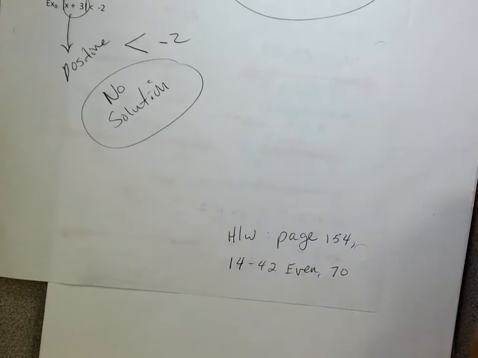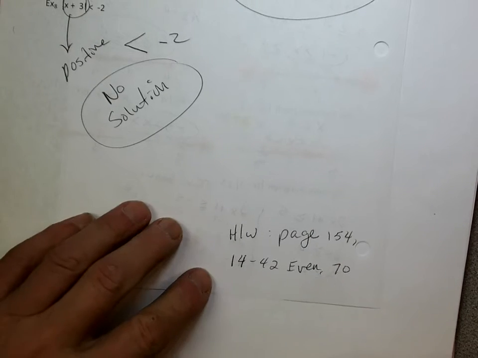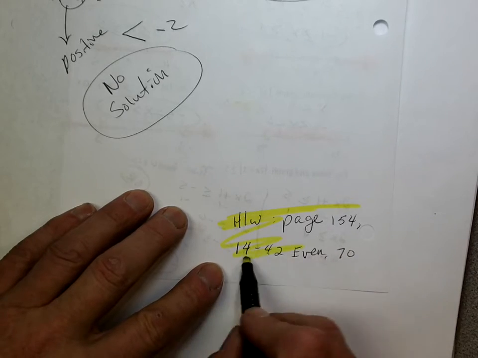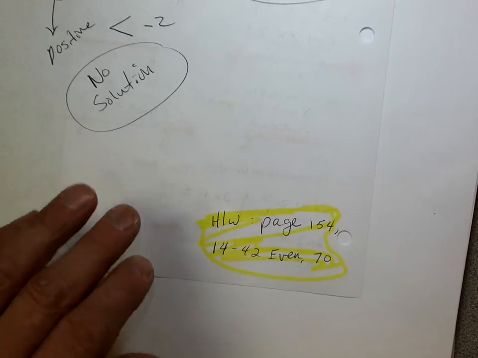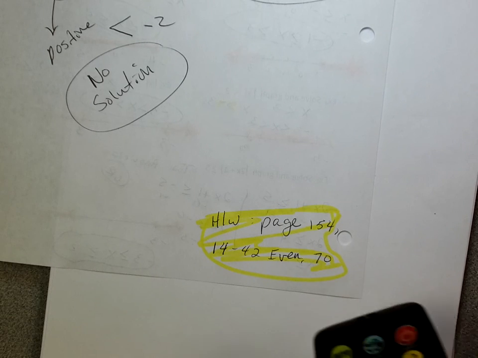Okay, so homework today. And then we'll talk about the tessellation here in a little bit. I'll get you guys started. 154. We're going to do 14 to 42 even. And number 70, okay? Not bad, okay.